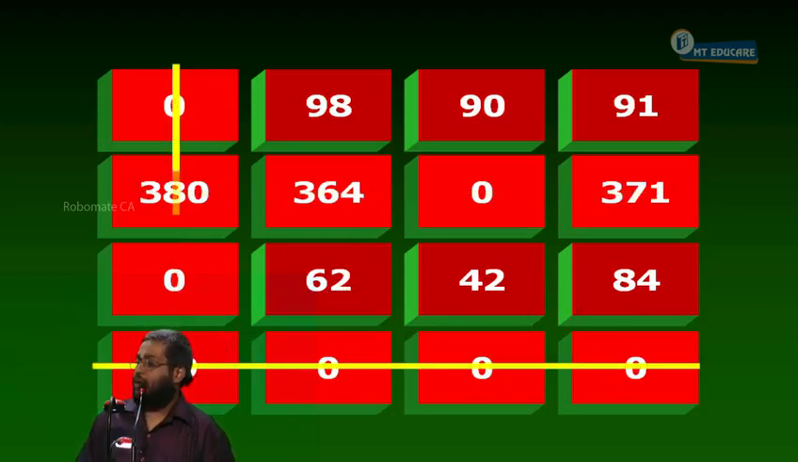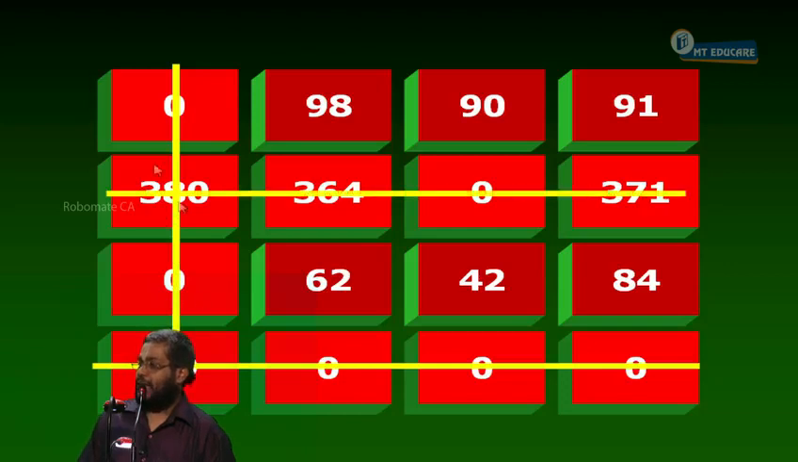49 plus 42 gives you 91. This is 0, 0, 0. That's an improved matrix. Respond, yes or no? No. Step 2 or step 3? Step 4, right? Step 4.